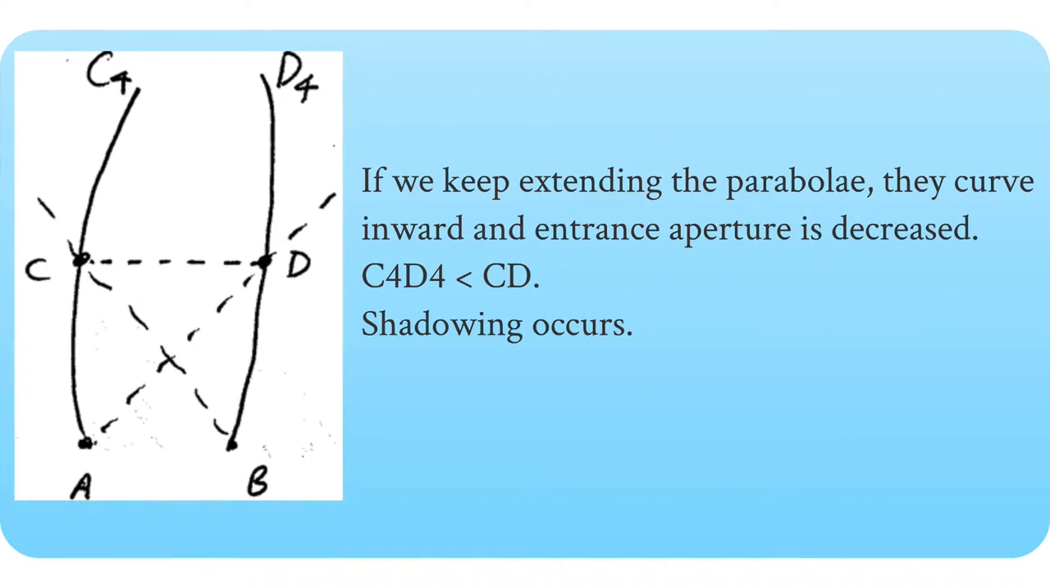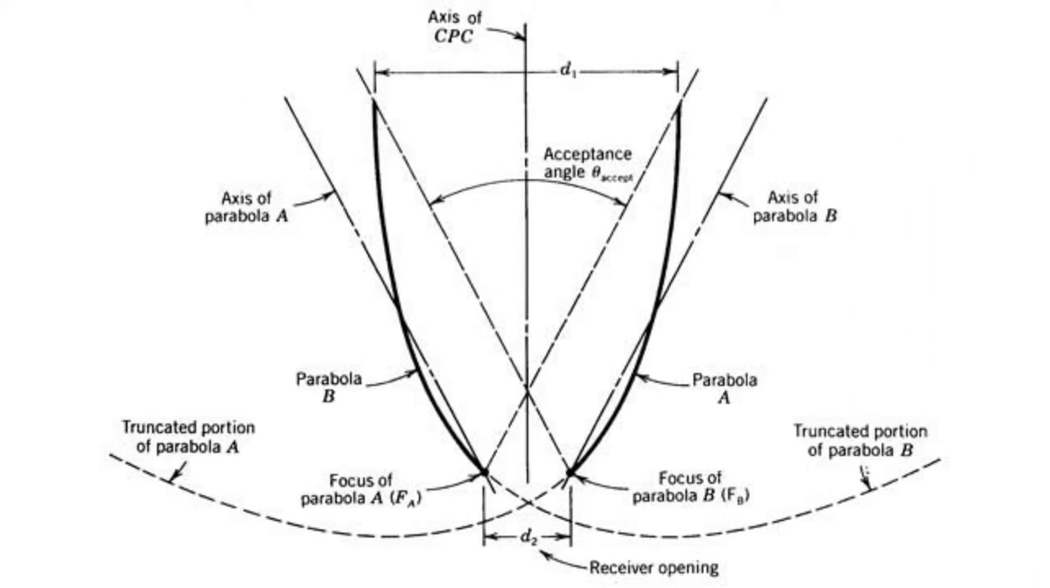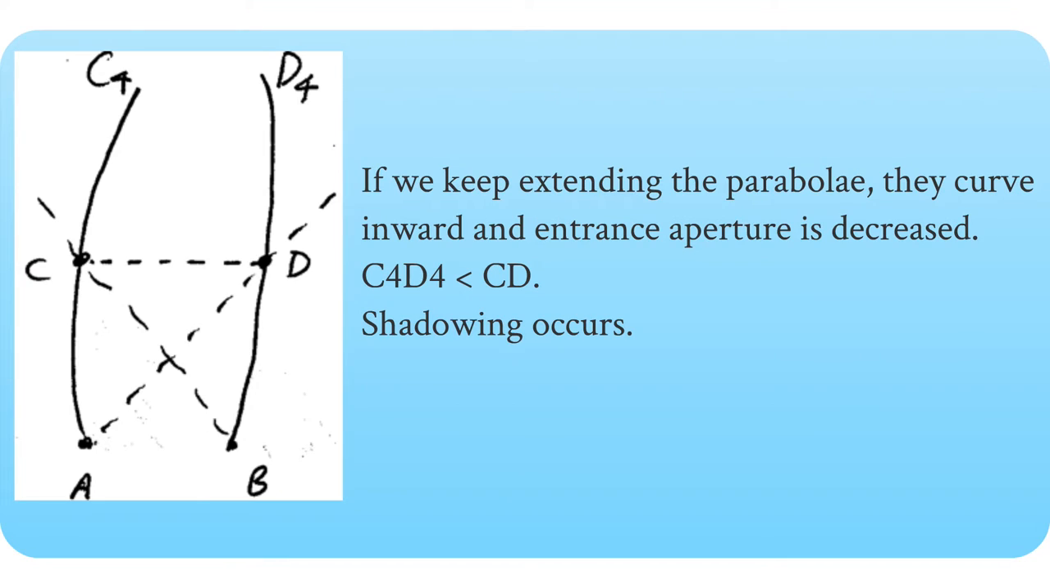That's the important thing. Now, what Jen said, if you keep extending the parabola, keep going up and up, it'll start bending in. It's easier to see here. If I start increasing that, it'll start bending inwards, and at some point, it'll start shadowing. So it'll reduce my entrance aperture. So there is a maximum where I want to stop. That gives me the maximum entrance aperture for a given exit aperture. In other words, that gives me the maximum concentration. So C4D4, for example, is less than CD, but I want to stop at CD. That gives me the maximum concentration. By the way, that's where you saw in those videos, they could chop off. That's that maximum. And this is all for a fixed light source.